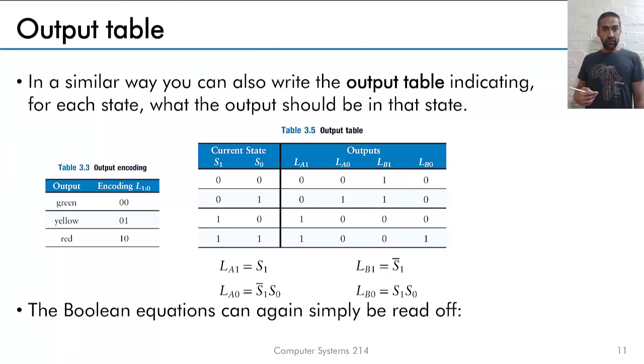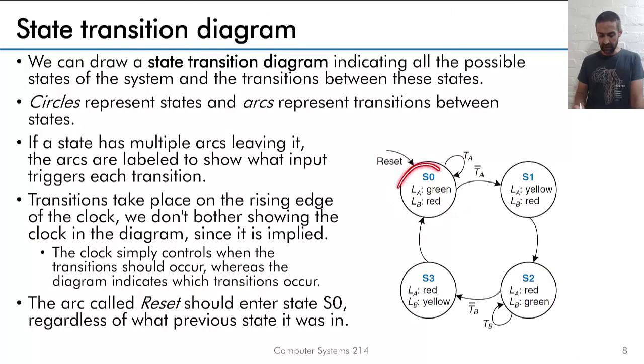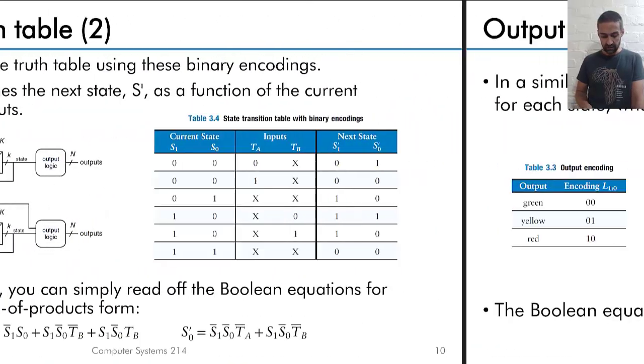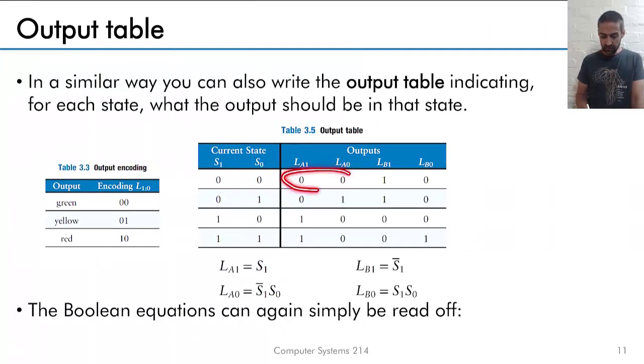Then we go to the output table. So now we have to derive what the output logic is. I just copied that whole output encoding here to refresh your memory. If we're in state 0,0, just going to quickly scroll back, in S0 you can see we're green for LA and red for LB. If we're in state 0,1, it is yellow and red. If we're in state 2, it is red and green, and red and yellow for the final state.